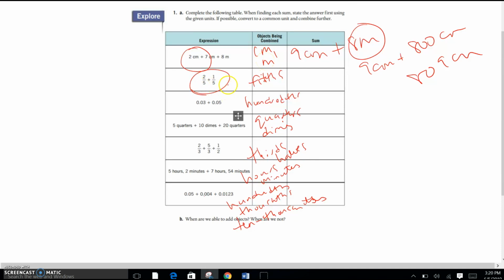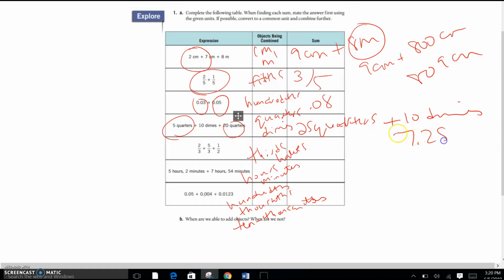Fifths and fifths are like. That's why we can add them and get 3 fifths. Hundredths and hundredths are like, so that's why we can get 8 hundredths. Now, quarters and quarters make more quarters, so 25 quarters. But there is no such thing as a quarter dime, so you have your dimes separate. Now, I could convert them all to money if I wanted to. So if I converted them all to money, I might get, what, $7 and I think 25 cents maybe. So again, if I want to convert them, I can. Then I can add them.